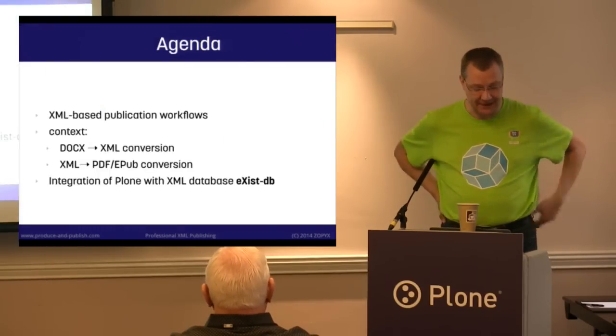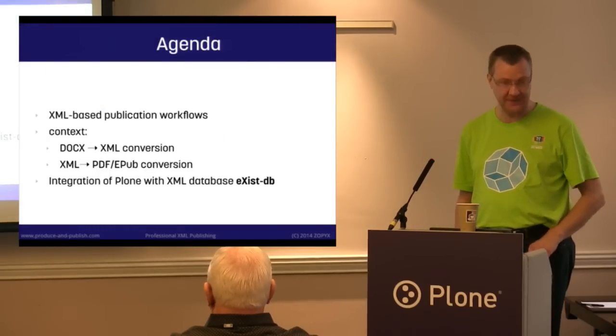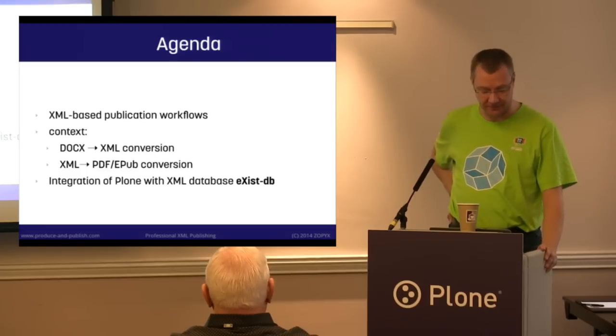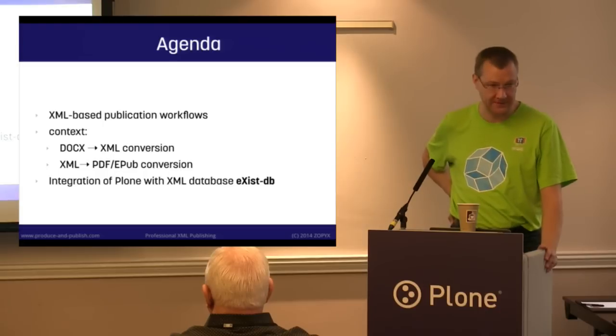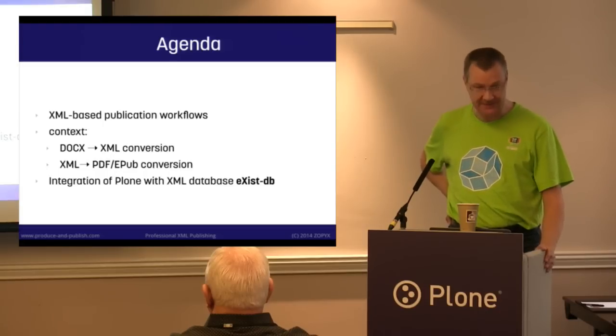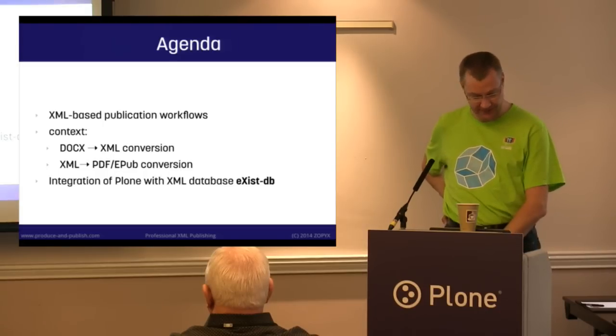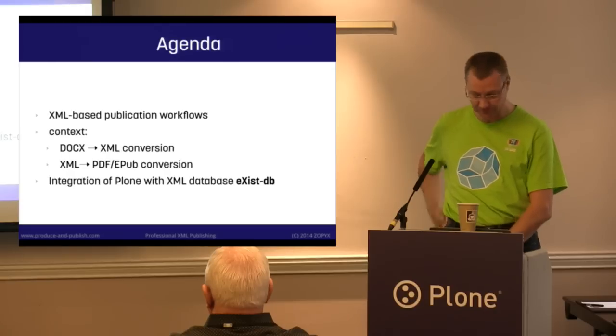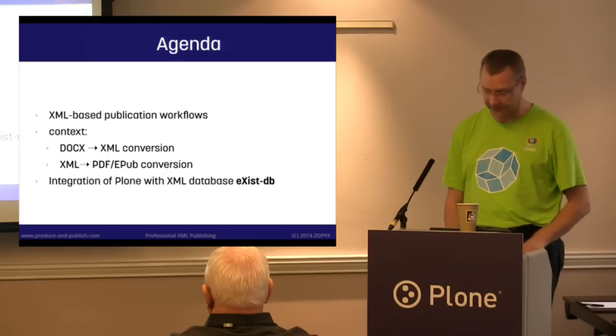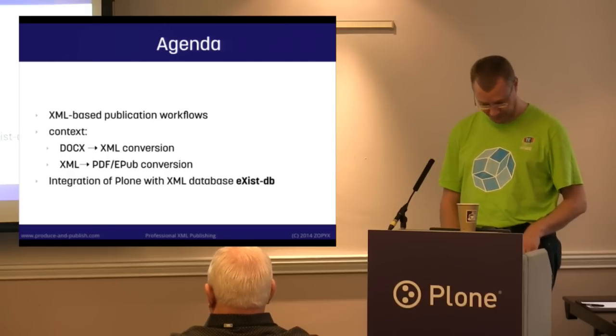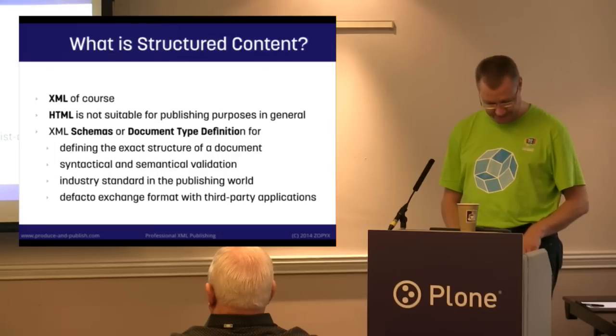I'm talking about XML-based publication workflows in the context of having a workflow going from docx, so basically Word documents, to XML, and then from XML to PDF and EPUB. And I'm talking about the integration of Plone with eXist-db, which is an XML database.